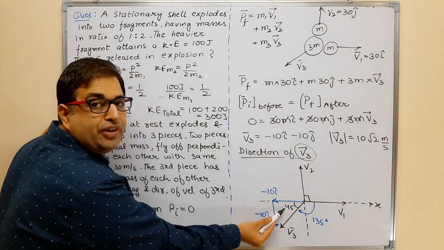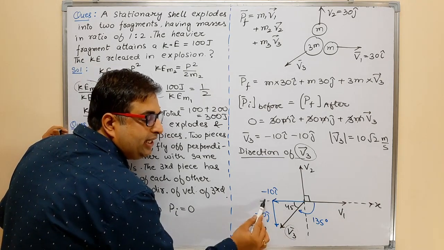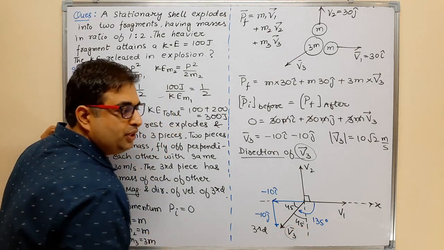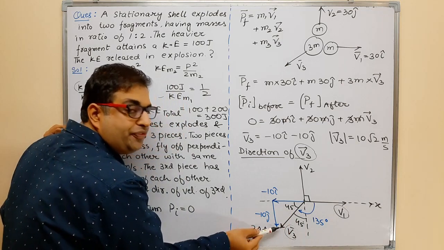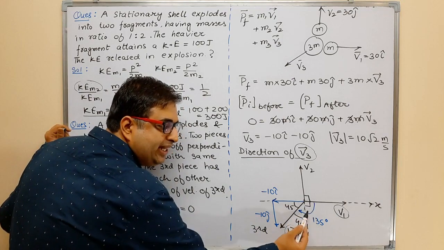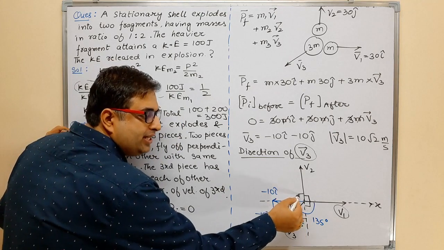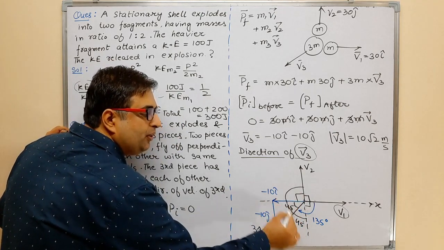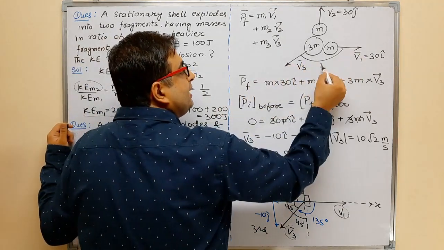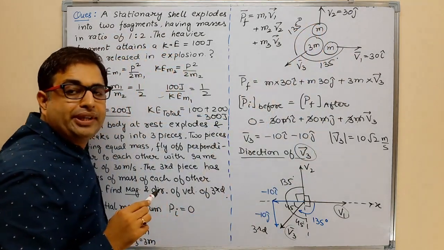So this angle is 45 degrees. This angle is 45 degrees, that means v3 is exactly in the middle of these two axes. This angle is also 45 degrees. From the first mass, the velocity of the third mass is making 90 plus 45, 135. Similarly, from the second mass, it is 90 plus 45, again 135. So the third mass is moving at an angle of 135 from the other two masses. Right?